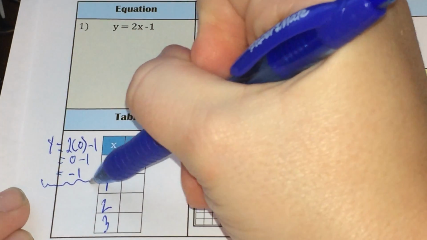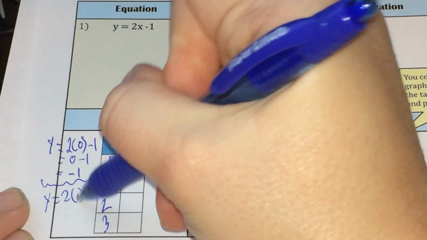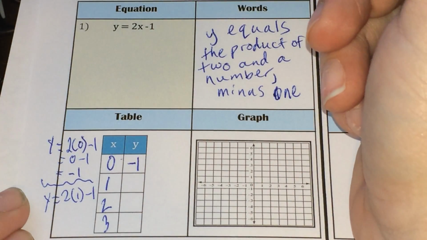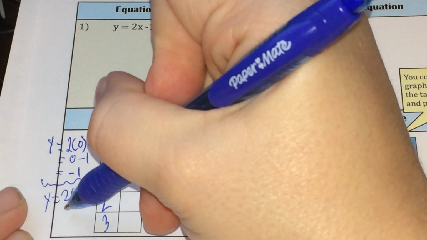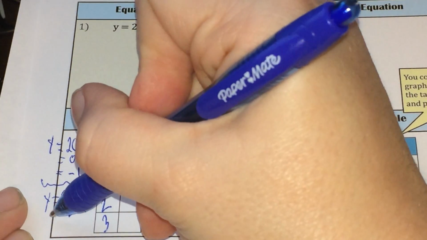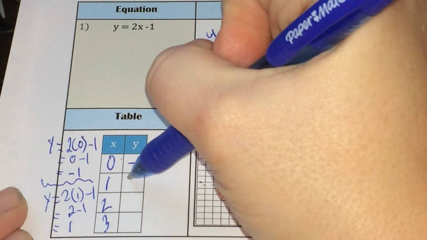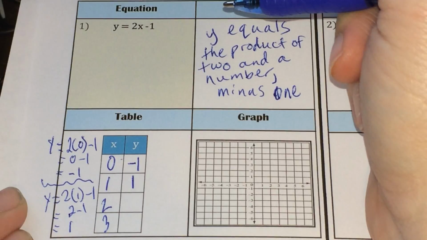Let's do that again for 1. Y equals 2 times 1 minus 1. 2 times 1 is 2. Minus 1. 2 minus 1 is 1. So when we plug in 1 for x, we get 1 for y.